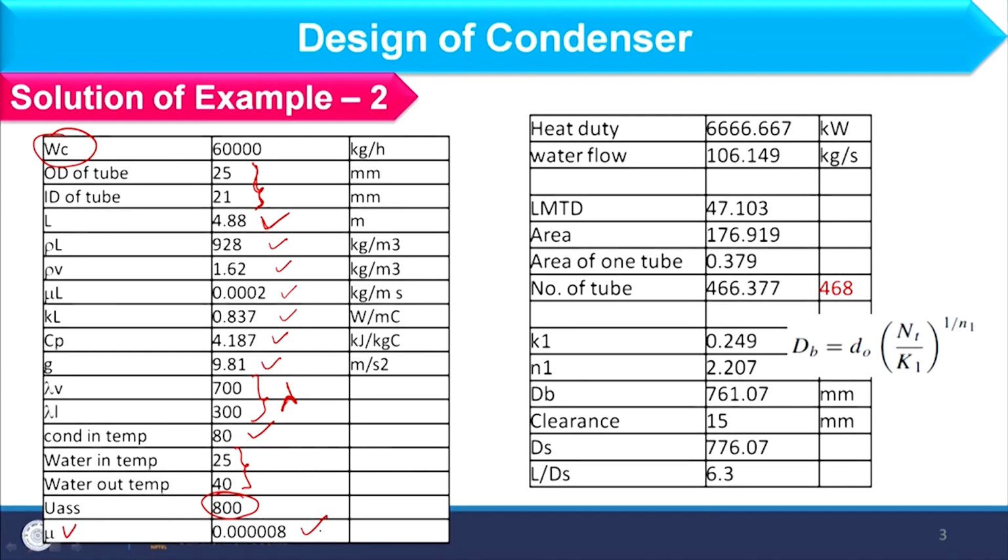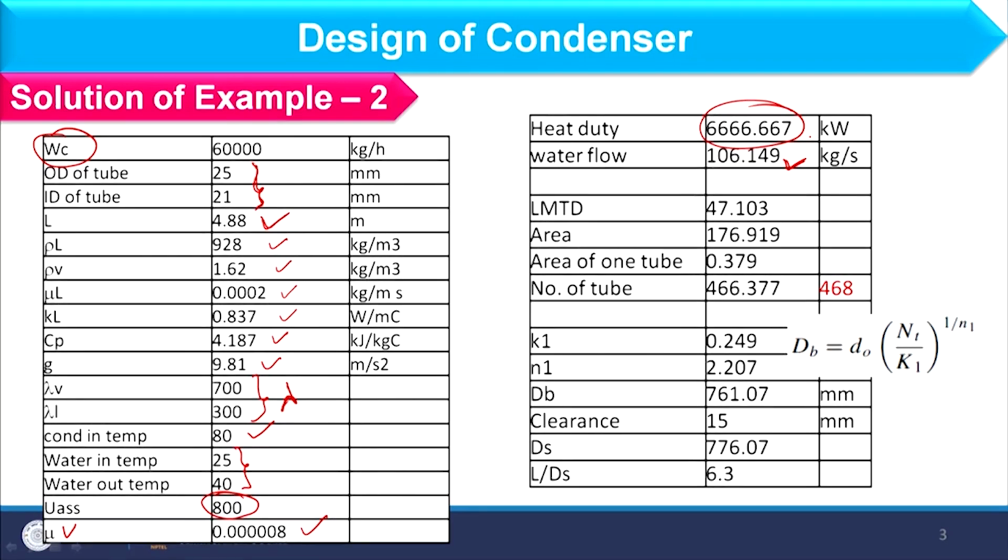So what do we have to calculate first? Obviously the heat duty. We are given the vapor flow rate, or the condensate flow rate, and the lambda value. Considering these values we can find the heat duty as 6666.667 kilowatt. Accordingly, I can find the water flow rate as 106.149, balancing the heat between the condensate and the water.